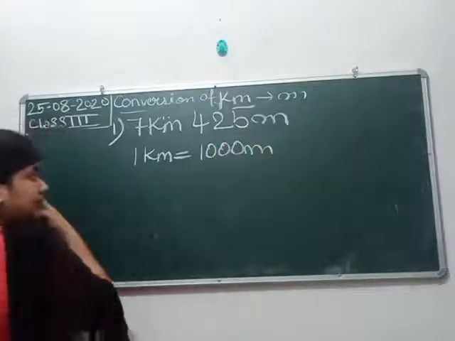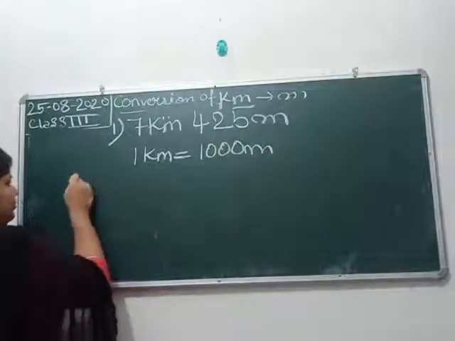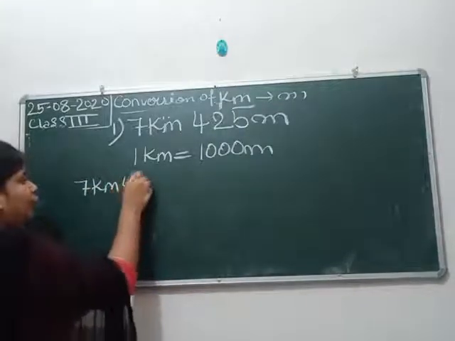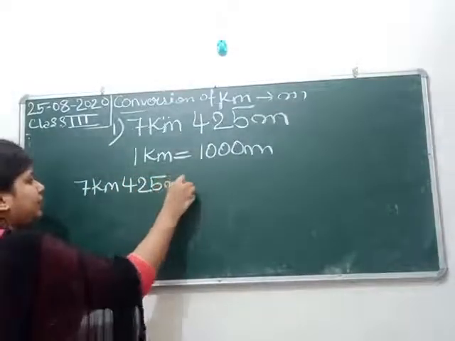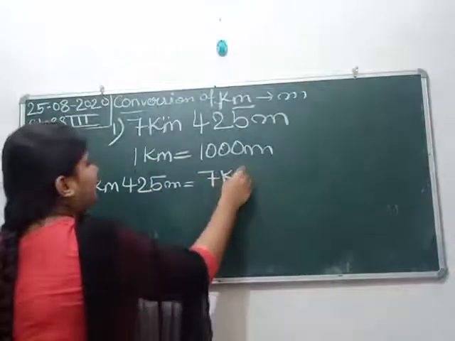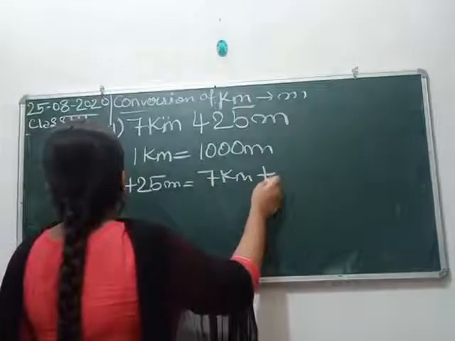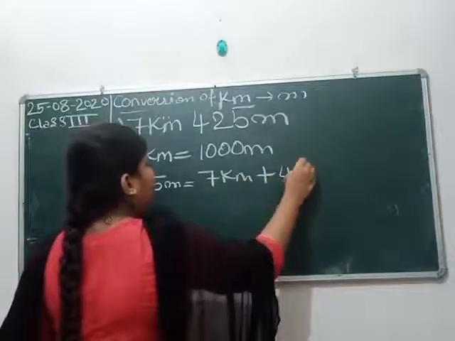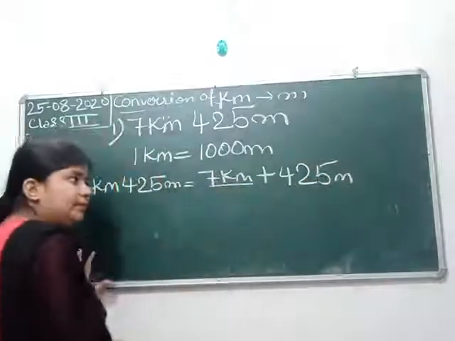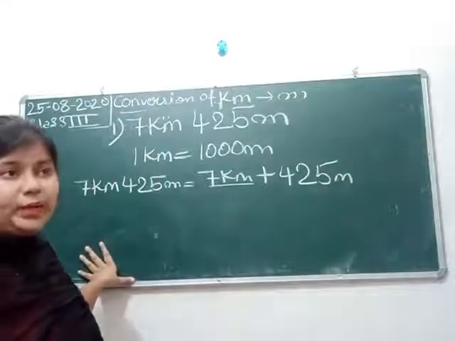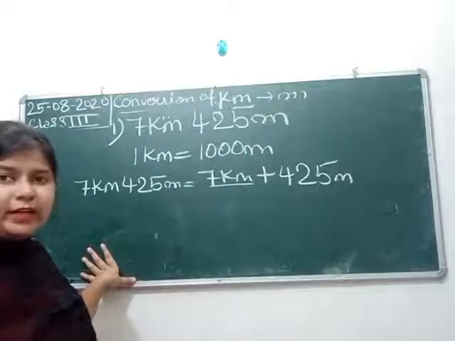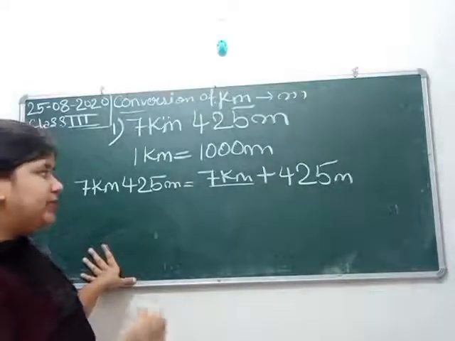Now, 7 kilometer 425 meter is equal to 7 kilometer plus 425 meter. Now we'll convert this 7 kilometer. Why are we converting only 7 kilometer? Because 425 meter is already given in meter, so we don't need to change that.